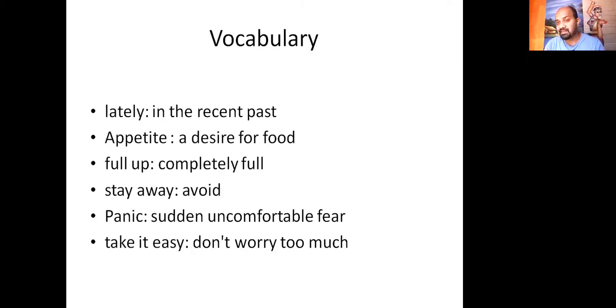Right. Let us see some words as we did in the previous episode. Lately, in the recent past. I have not been feeling well lately, the patient says. What does lately mean? In the recent past. How is your appetite, asked the doctor. What is appetite? A desire for food. I feel full up, doctor, the patient says. Full up means completely full, not feeling hungry.